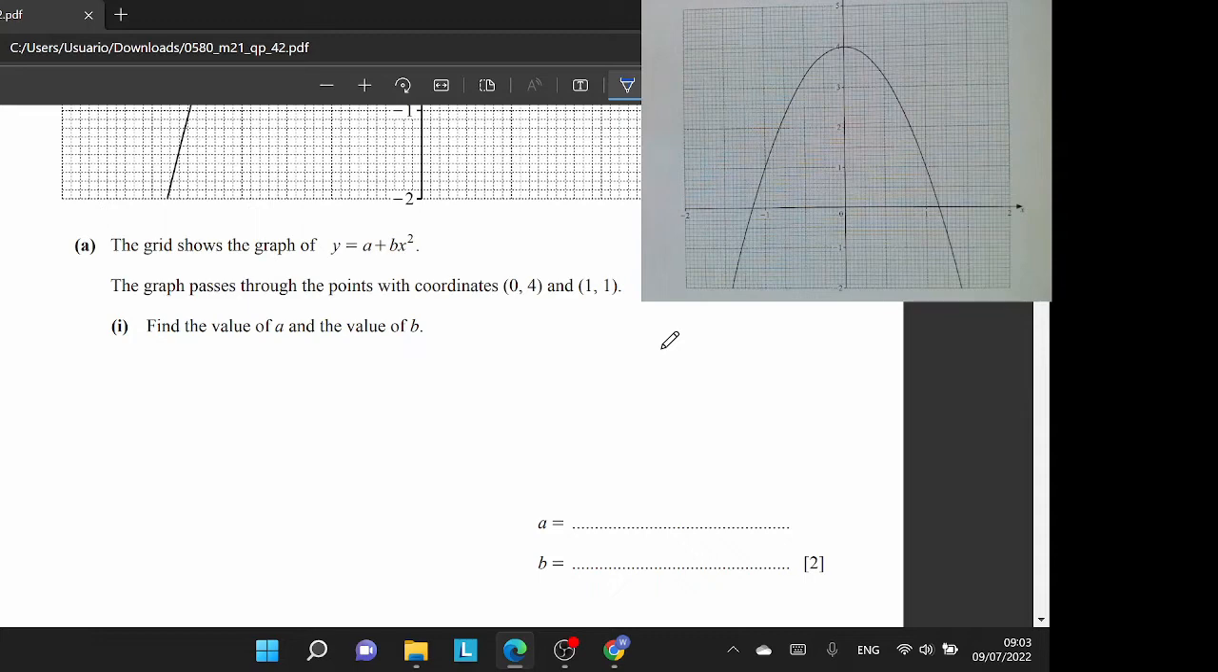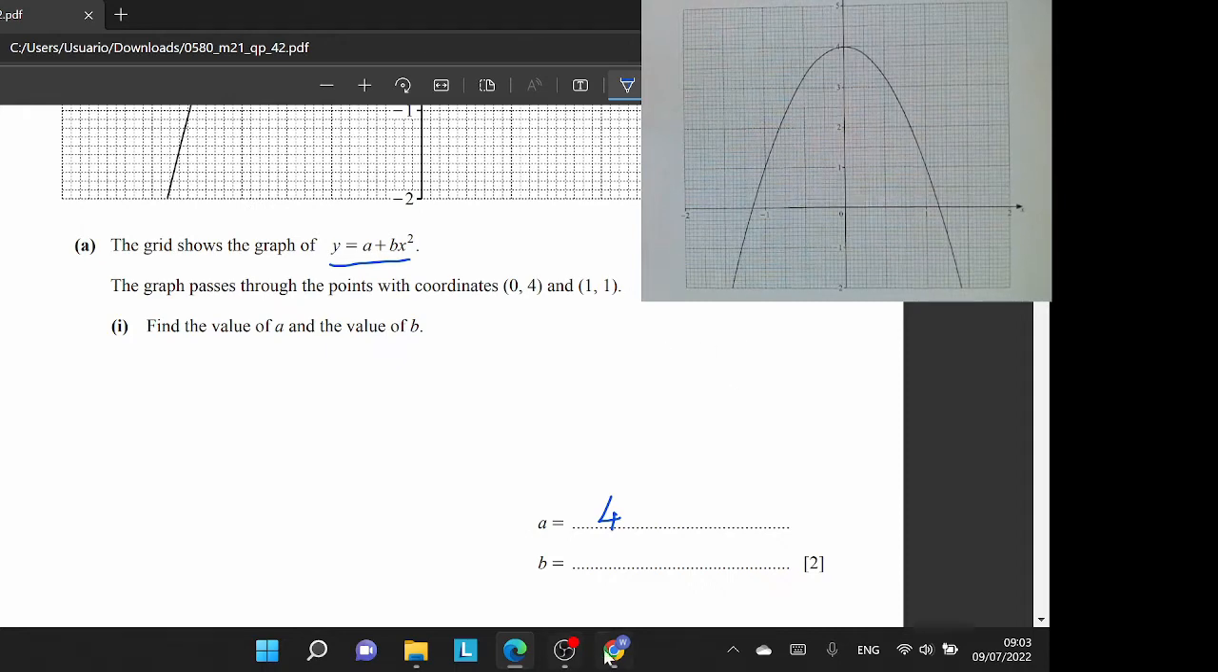Question 6a. What they give us here is a quadratic graph, and they give us the general form of the quadratic graph, and they want us to find the values of a and b. First thing, easy to find, is the value of a. The value of a is 4. The reason we know that is 4 is the y-intercept over there. And with any graph, the term that is only a single number will be the y-intercept.